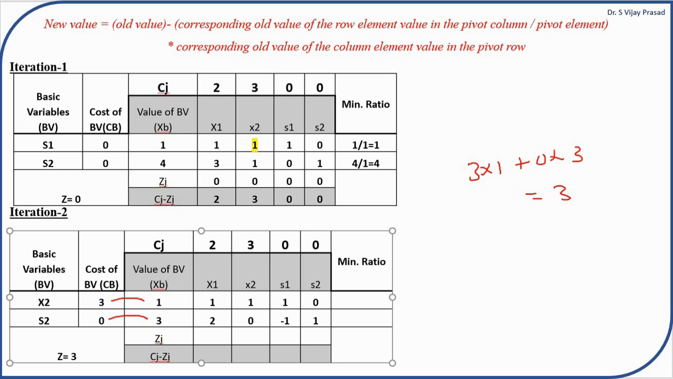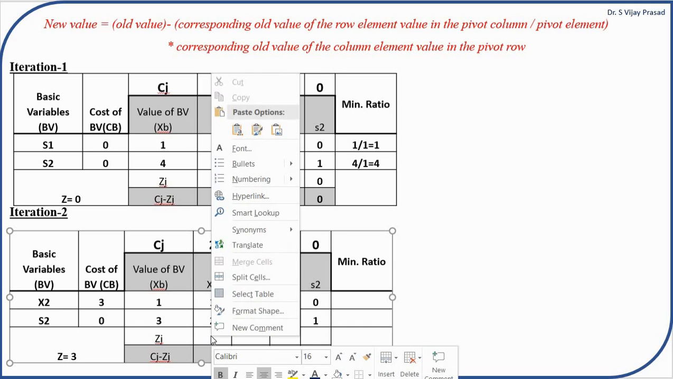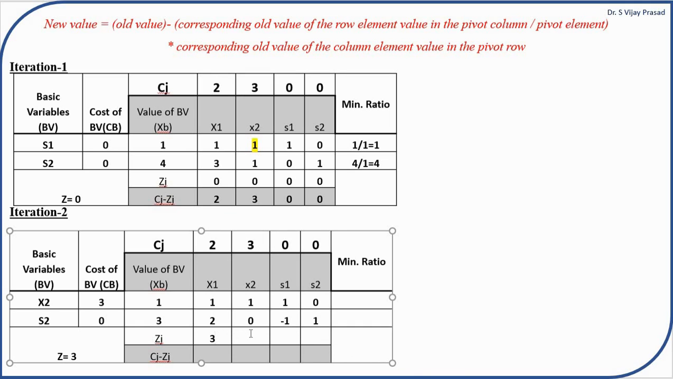Next, let me calculate the Zj values here. Zj values is very simple. This is the 3 minus 1, 3 into 1 plus 0 into 2. Here the value will become 3. This is 3. Now, this is also 3. Now, 3 into 1 is 3. Now, 3 into 0 is 0. Now, we will get it like this.